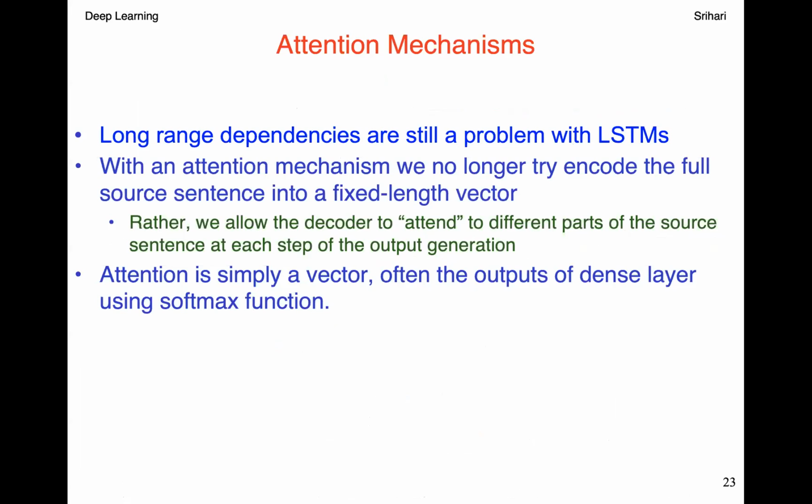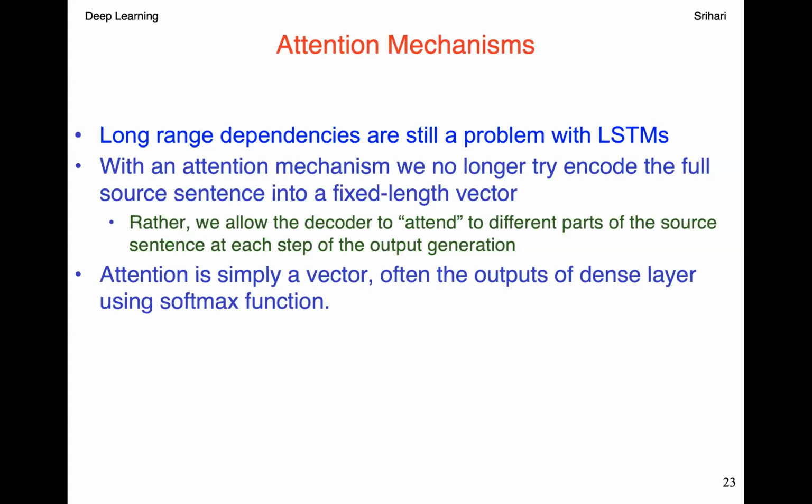This is not my full lecture on attention models. I just wanted to introduce it in the overview, and we'll spend some time on it again when we go into NLP. So what are these attention mechanisms? Long-range dependencies are still a problem with LSTMs. I mean, it can be more efficient with respect to gradients and all that, but still remembering long sequences is hard.